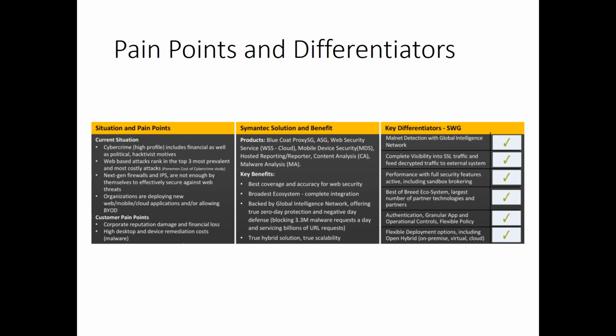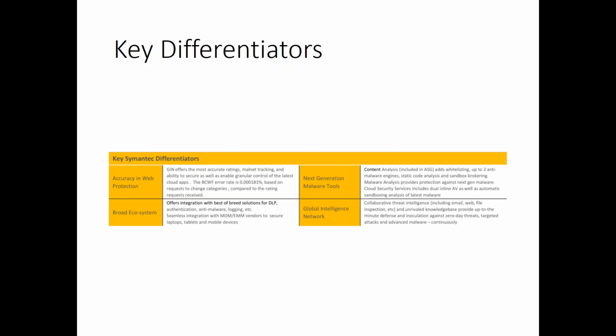So, what are the differentiators? So, as I said, the Global Intelligence Network offers the most accurate ratings, malnet tracking, ability to secure, as well as the enabled granular control of the latest cloud apps. The Blue Coat web filter is one of the best web filters in service at the moment. In the secure web gateway market, Symantec have got about 48% of market share, more than anybody else.